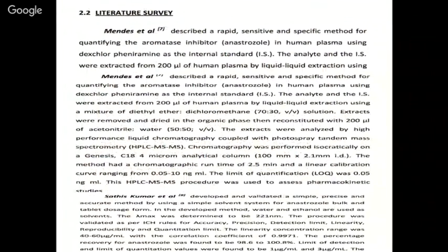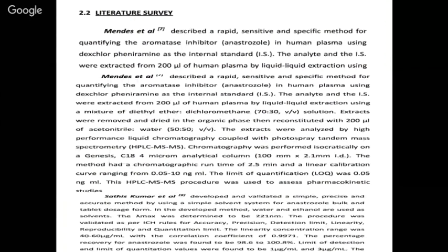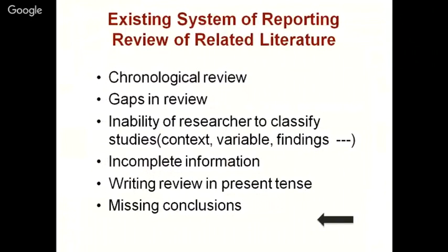Let's take an example of a thesis submitted in the sciences. Here also you find Mendes et al., then Satish Kumar et al. Again, these studies have been presented in the review of related literature. Most people, when they carry out a review, present it in chronological order. When it is presented in chronological order, what is not required on the part of the researcher is the ability to analyze.